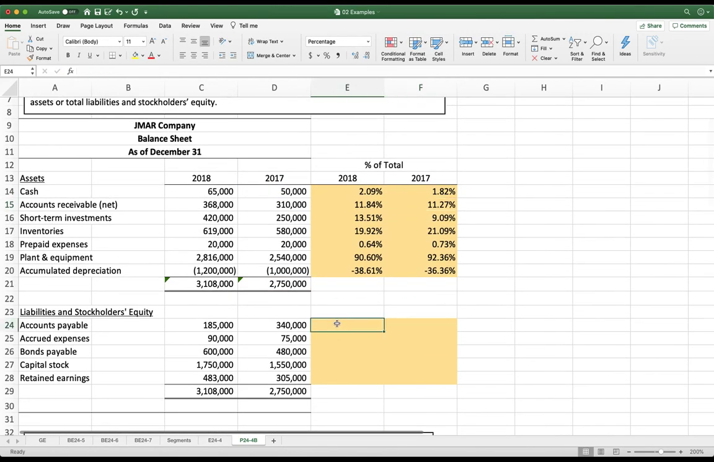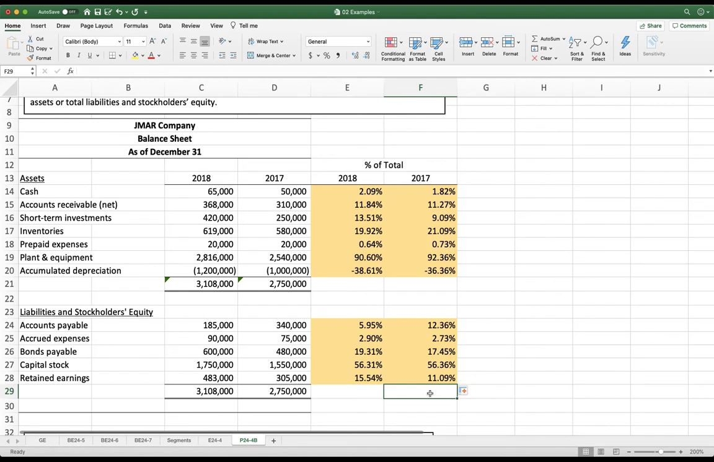Then we're going to do the same thing on the other side of the balance sheet. We're going to take our accounts payable and divide by total liabilities and shareholders' equity, because that's the same thing as total assets. Again, we're going to lock in that row number and autofill and drag. So we can do these calculations a lot faster in Excel than we could with a calculator or by hand.